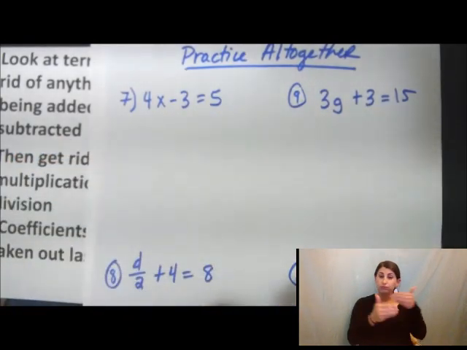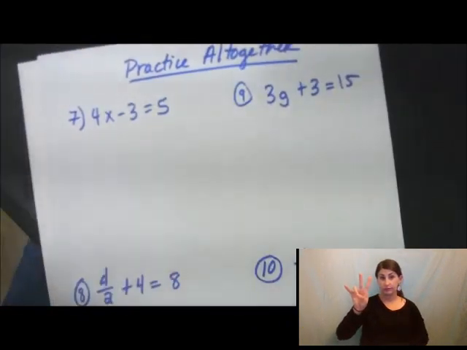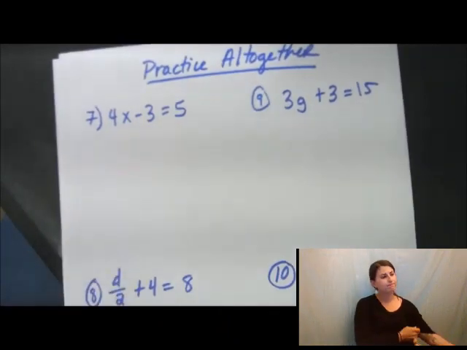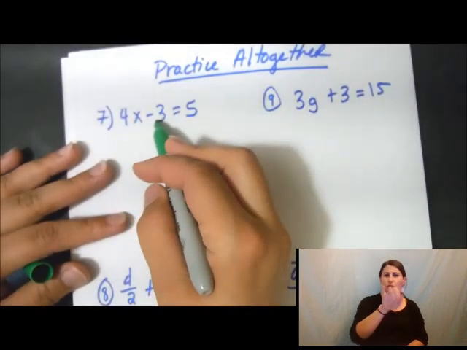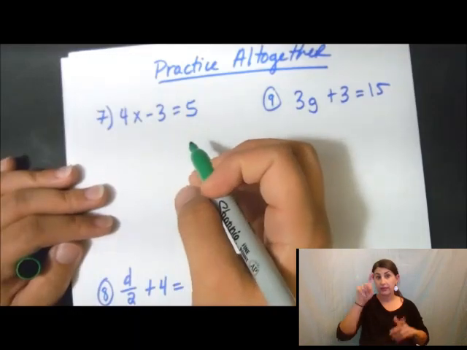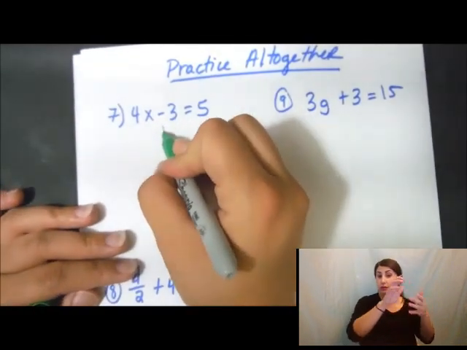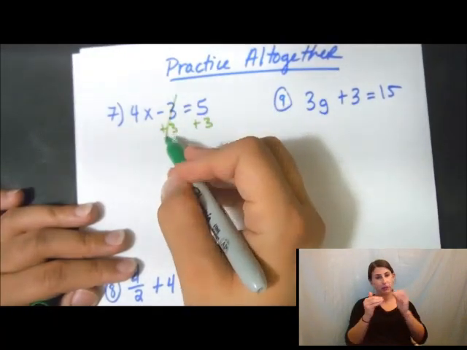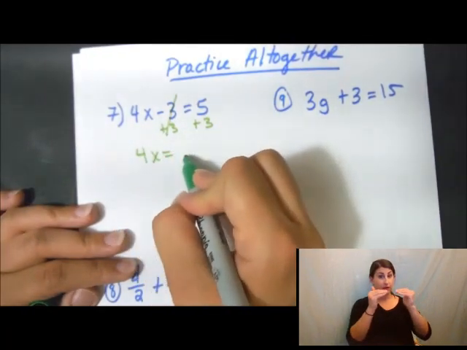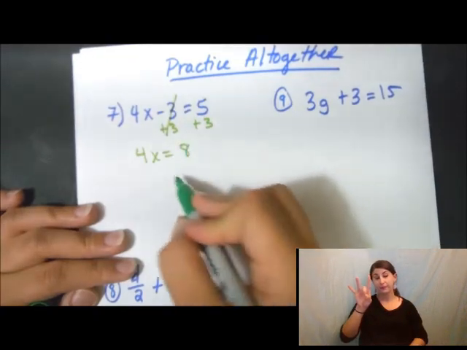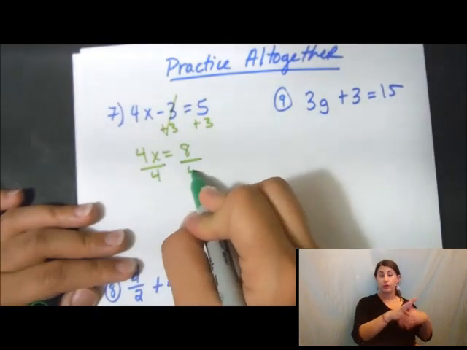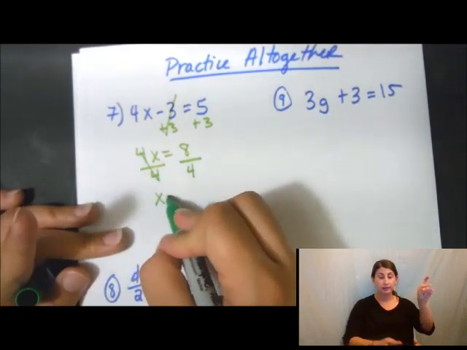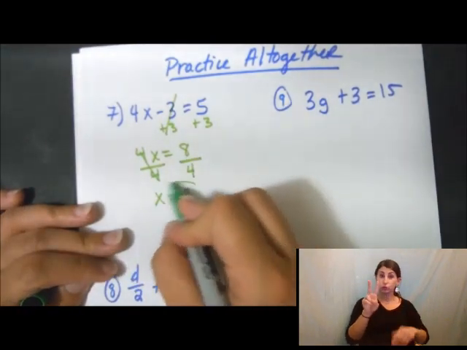Okay, let's go over number 7. So this one, I have 4x minus 3 equals 5. I need to get rid of whatever's being added or subtracted first. So I'm going to add 3 to both sides. This makes 0. So I get 4x equals 5, 6, 7, 8. Then I'm going to divide by 4, divide by 4. This simplifies to make 1x. x equals 2.